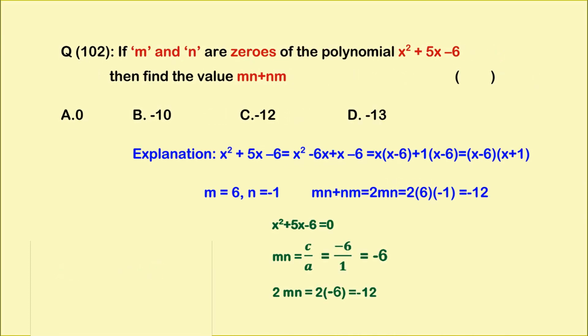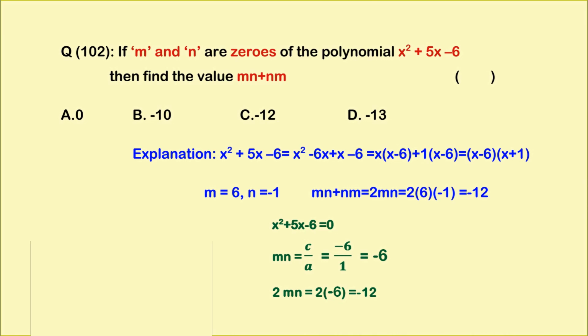Question number 102. If m and n are zeros of the polynomial x square plus 5x minus 6, then find the value of m/n plus n/m. If you take the factors of x square plus 5x minus 6, we'll get x square minus x plus 6x minus 6. If you take x common, x into x minus 1, and plus 6 as common, 6 into x minus 1. If you take x minus 1 common, the remainder will be x plus 6.